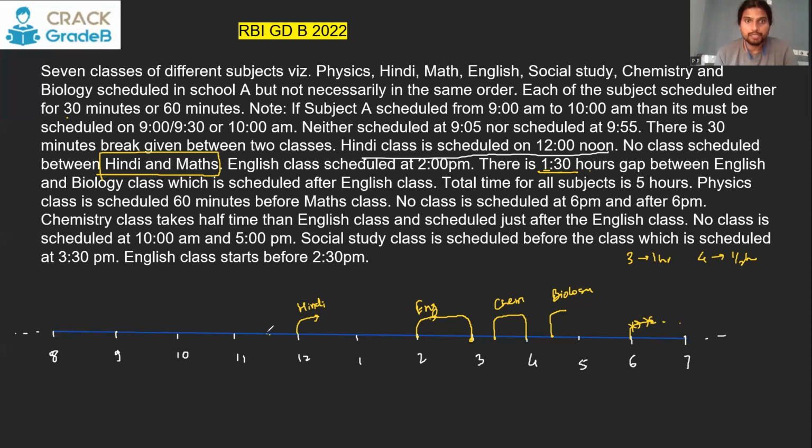So maths should be getting over at this part. Maths. No class is scheduled between Hindi and maths. Physics should be before maths. So before maths, there should be physics.